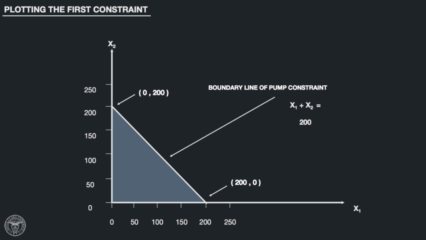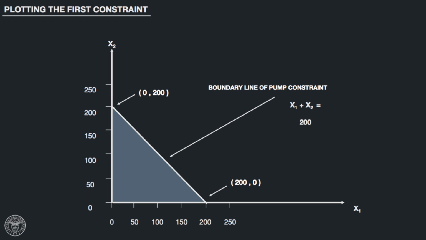Now we can put the first constraint. The first constraint is for the pump. We have x1 plus x2 equal 200. Right now we just care about the equal. We don't have to write down the less or equal in order to draw the line.